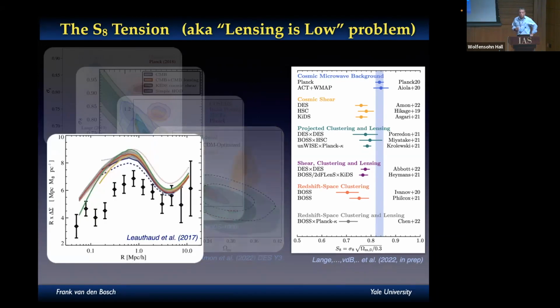This is also sometimes called the lensing is low problem. And the reason for that is if you pick the Planck cosmology and you now fit the clustering and then predict what the lensing should be, like what we did some time ago, you do it for the Planck cosmology, then your predictions for the lensing are high compared to the data. So the lensing data is low. That's where this name comes from. Okay? This is from Alexie Leauthaud's work. This is again this shear.